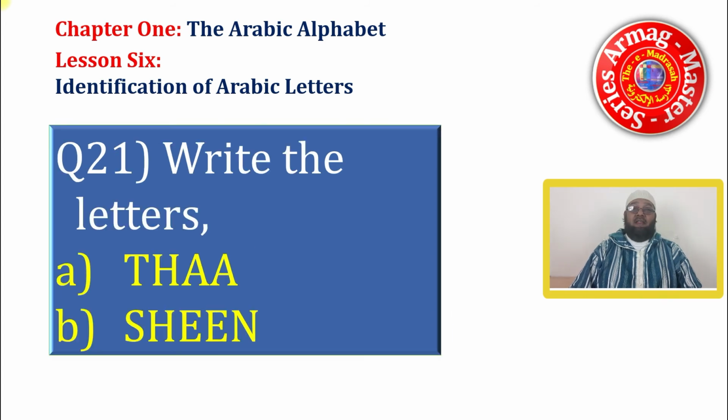Oh, this one is 2. So this one is very difficult or longer. So we will give a bit of more time. So when you're watching this video, you can pause the video for a longer time, write it on your paper, then check your answer. So now we have to write 2 letters. The first letter is THAA. The second letter is SHEEN. So write that.